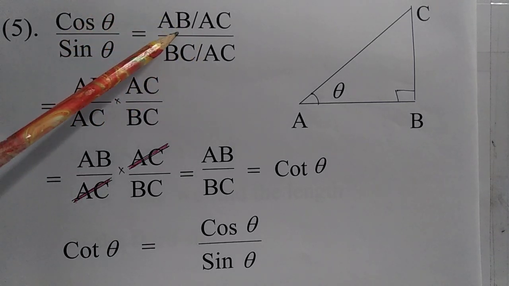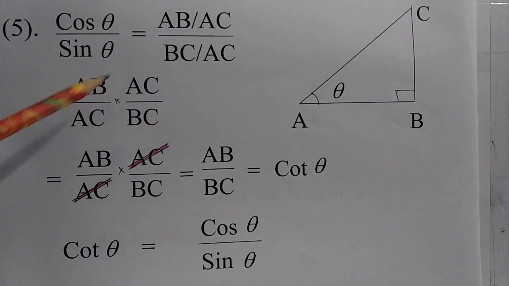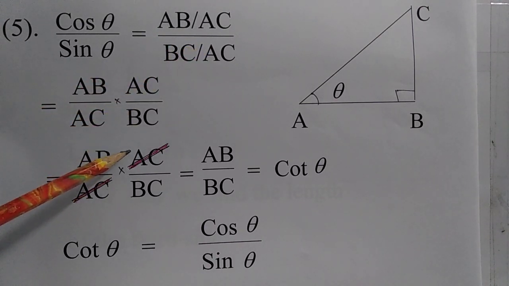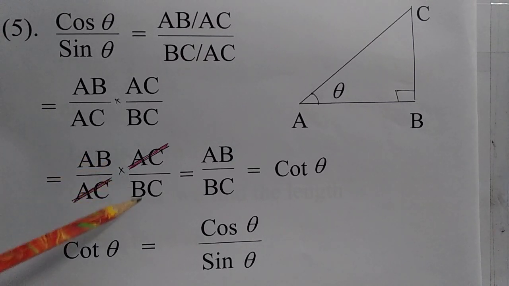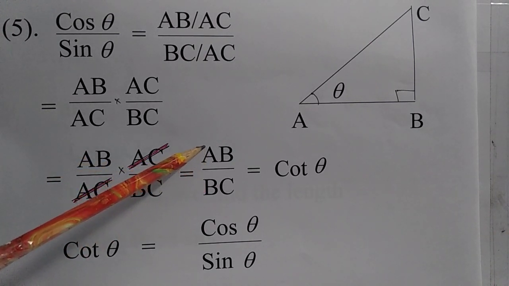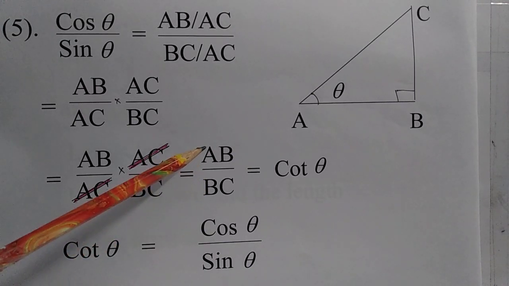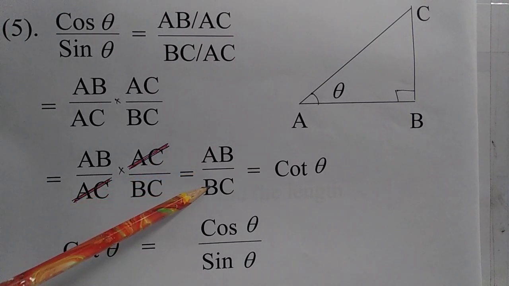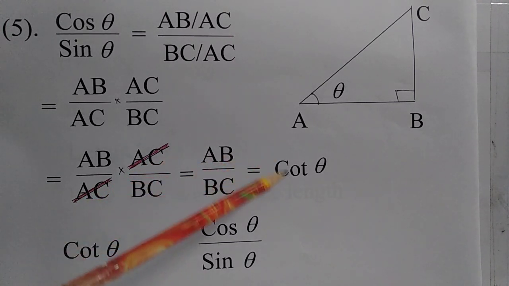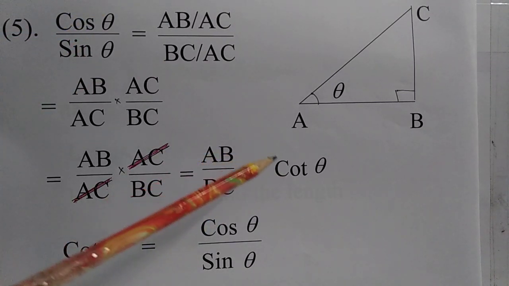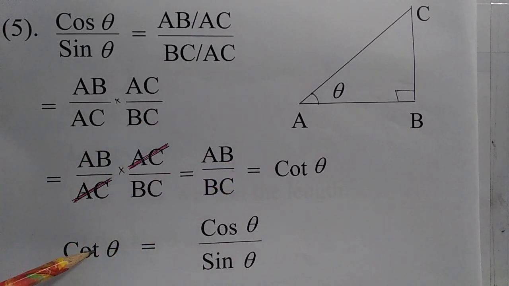We write this as AB by AC into AC by BC. AC gets cancelled. We got AB by BC. AB is the adjacent side. BC is the opposite side to theta. So the ratio between adjacent side to theta and opposite side to theta is defined as cot theta. Therefore, cot theta equal to cos theta by sin theta.